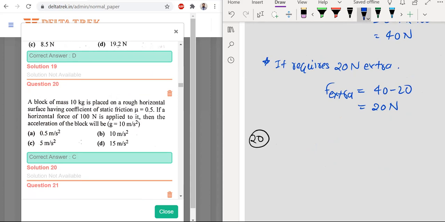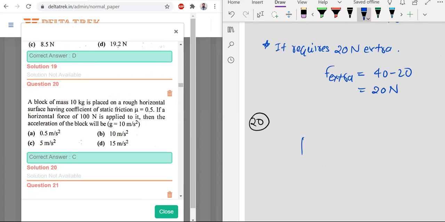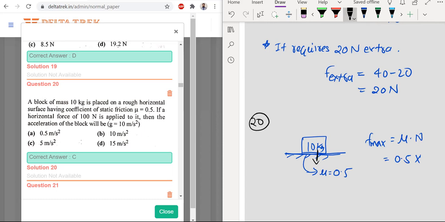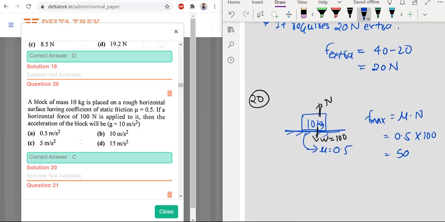Let's see 20 number. So box is there, 10 kg it is, a friction is there, mu is 0.5. First we need is F max, so it is mu into N. So mu is 0.5 given in the question. N is, how much is the weight? It is 10 kg. So weight is 100. That means N is 100. So it will be 50. So maximum friction is 50.